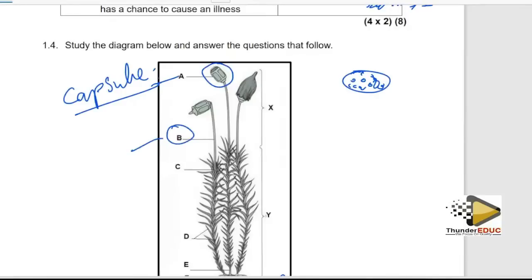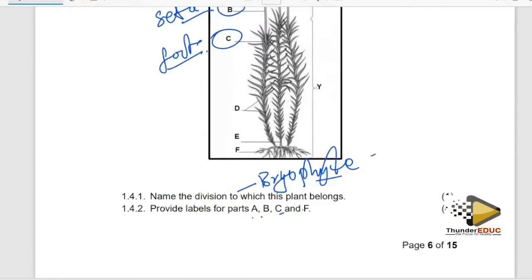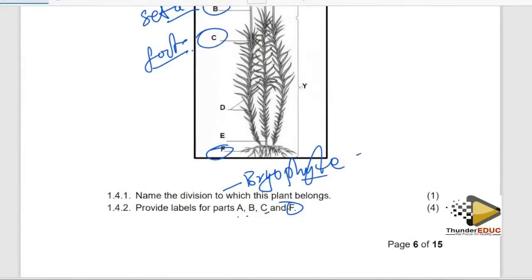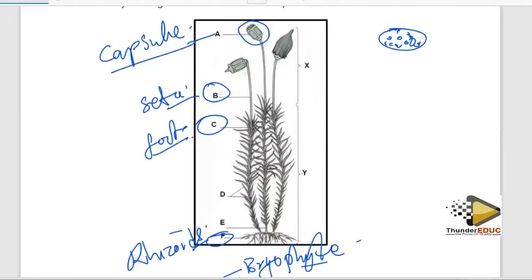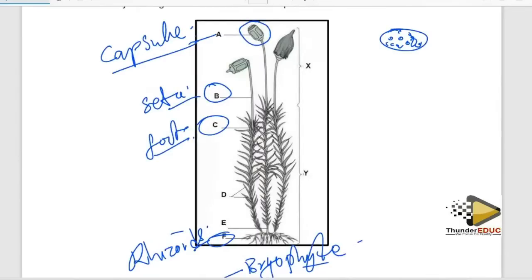B is called a seta. Go to the distinction material, Grade 11, you'll see. C, because this is connected to the seta, is supposed to be a foot. And then F. These are not roots. We call them rhizoids. Why? They are root-like. We don't have stems here. We don't have leaves here. We just have root-like, stem-like, leaf-like structures. That's why this structure is called a thallus.